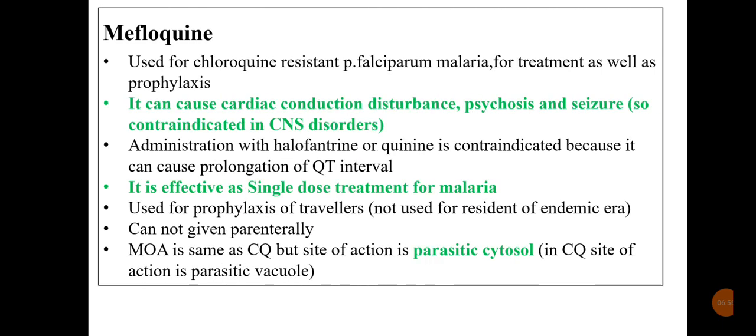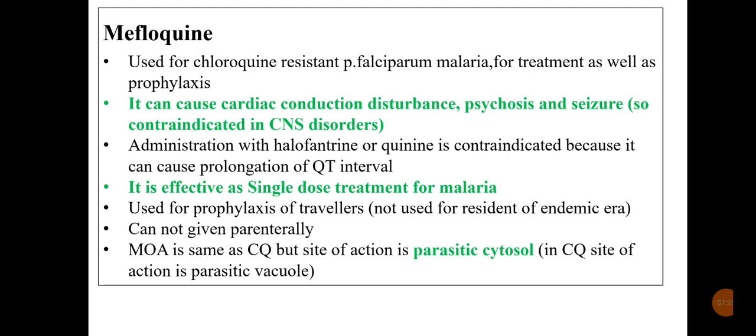So the next question. Okay, before going to the next question, just see some important points regarding the mefloquine. We have seen it is used for the chloroquine resistant Plasmodium falciparum malaria for treatment as well as prophylaxis. And what about the quinine orally? If we are giving the quinine by the oral route, that is only for the treatment, not for the prophylaxis. But mefloquine is used as the treatment as well as prophylaxis, right?